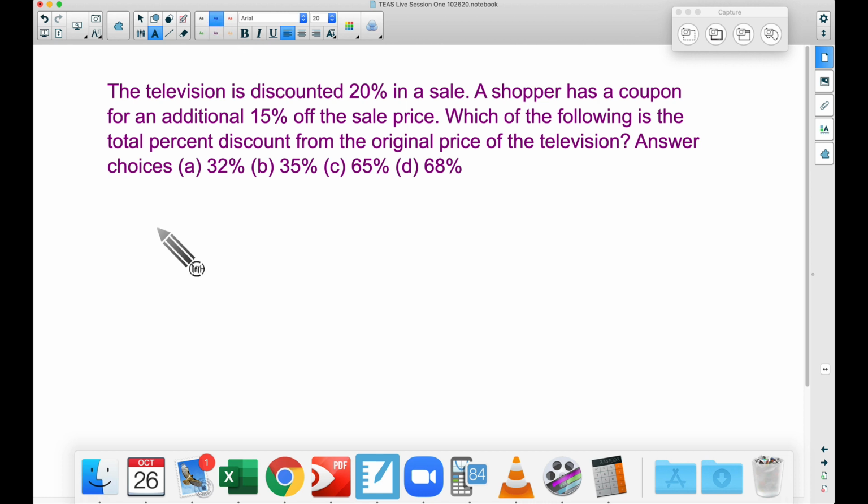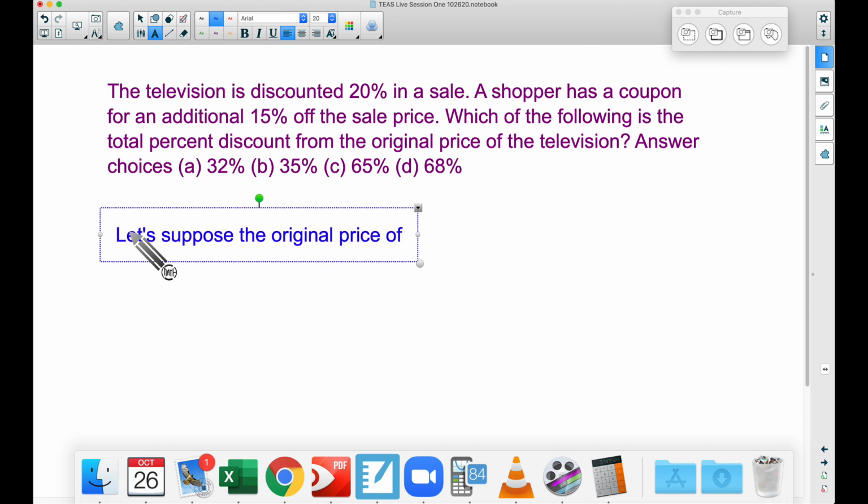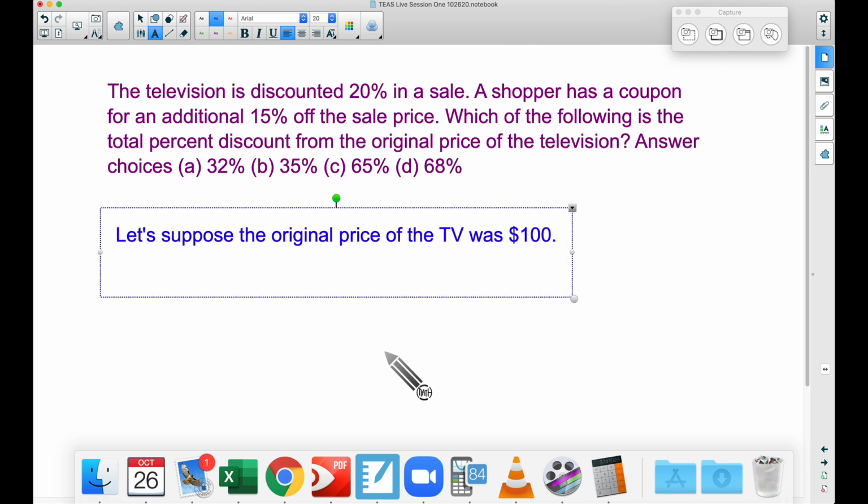Now, let me show you what I'm going to do here. Let's suppose the original price of the TV was $100, a cheap TV. Why did I pick $100? Because it's real easy to work with percentages. Watch what I'm going to do. If we're going to get 20% off, you can use the decimal, 0.20, and you want to find 20% of, that means multiply, $100, because that's the original cost. If you find 20% of 100, that's going to be $20.